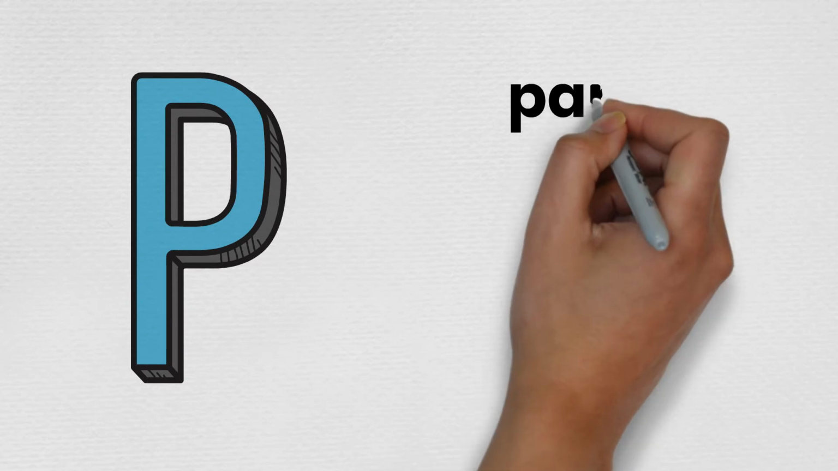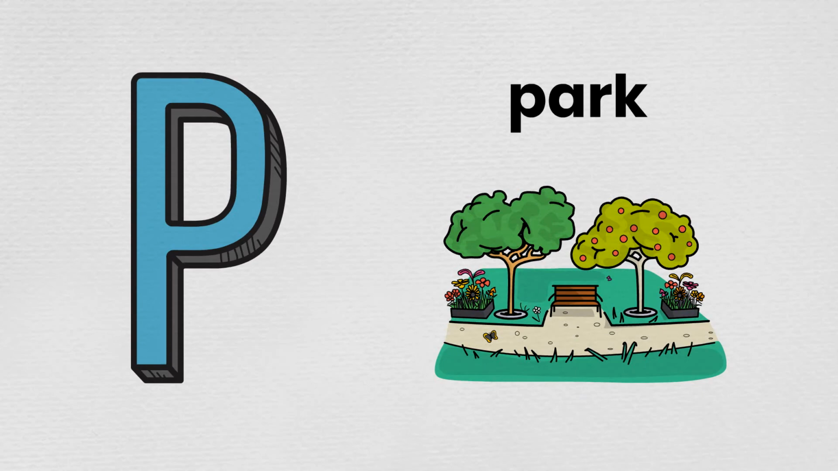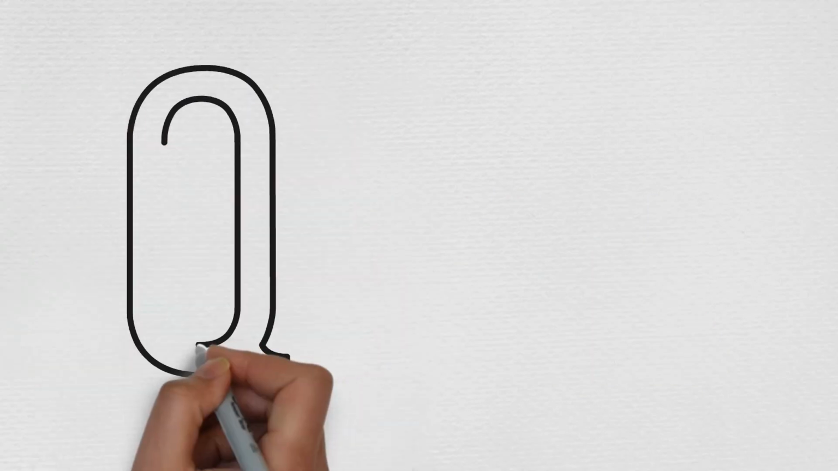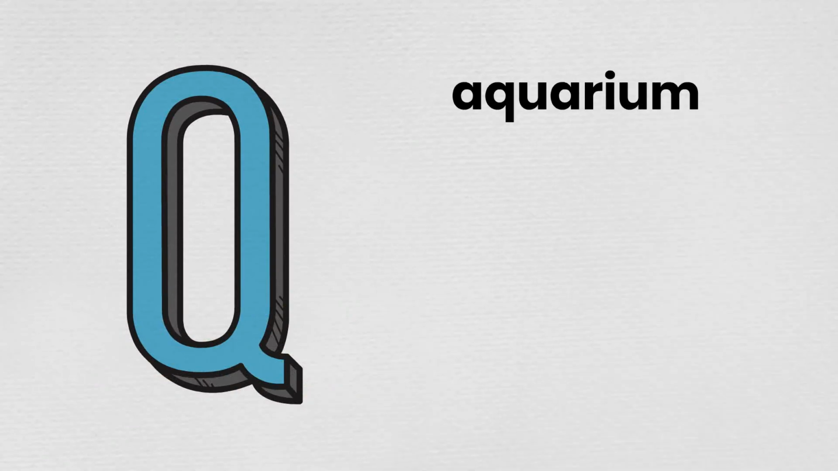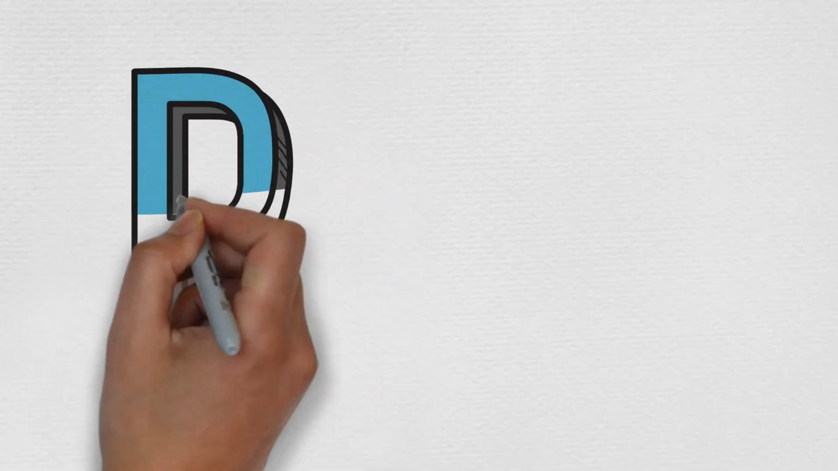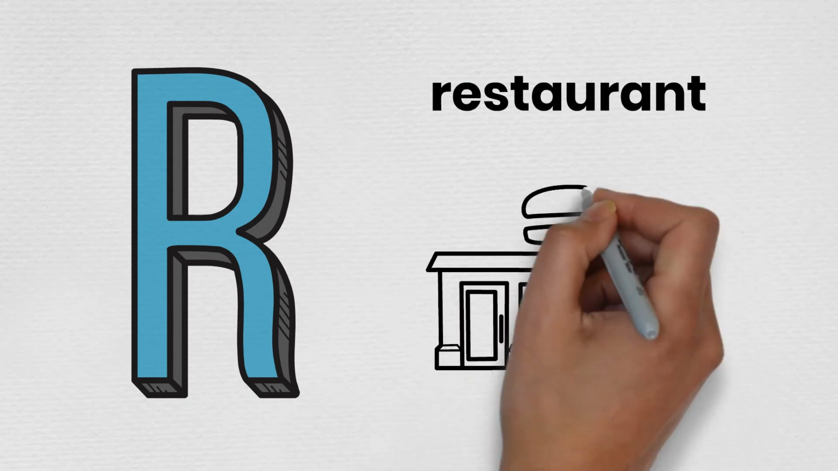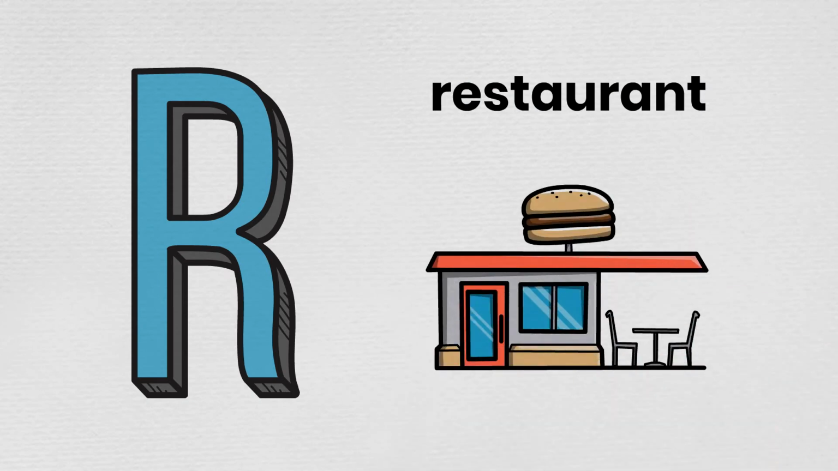P is for park. Q is for aquarium. R is for restaurant. S is for supermarket.